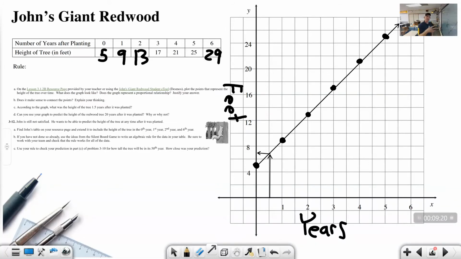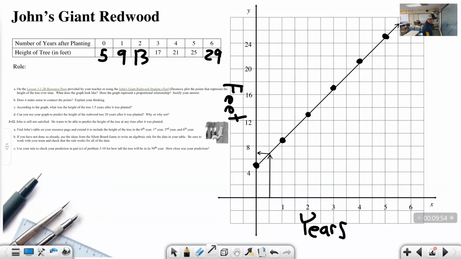Let's go ahead and write that down for problem 3-11B. We drew a line to connect the dots because there is information between the dots.